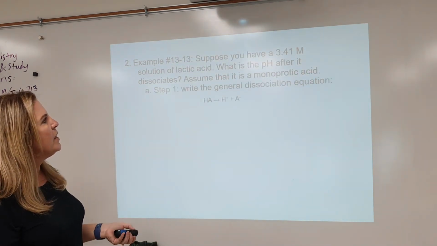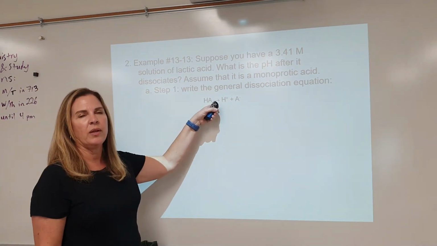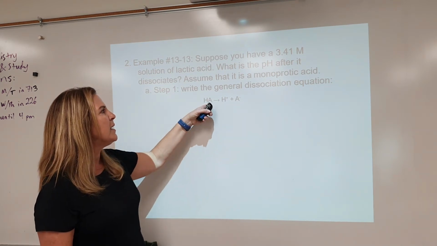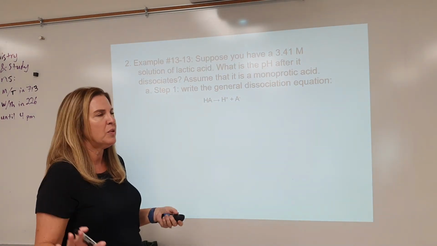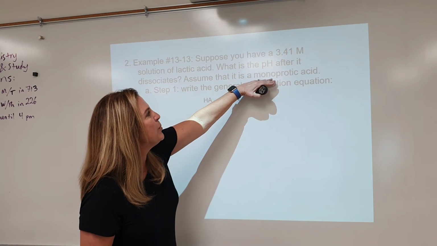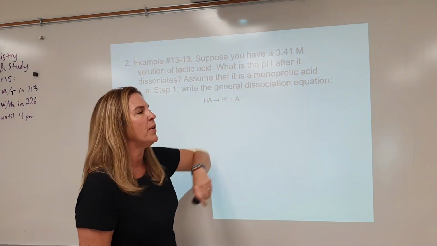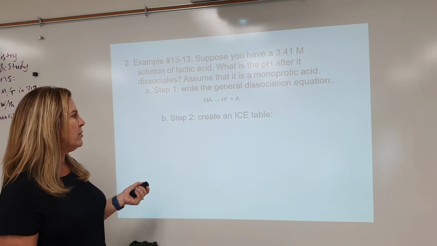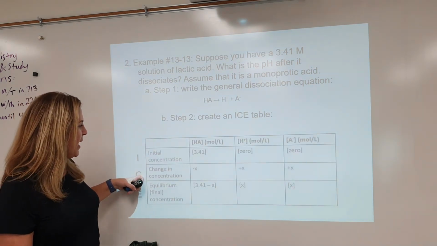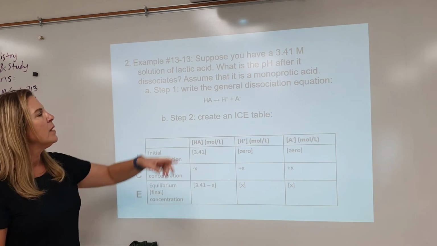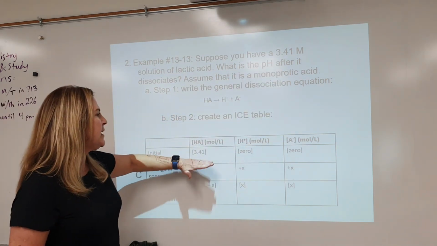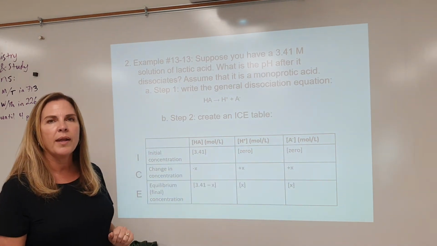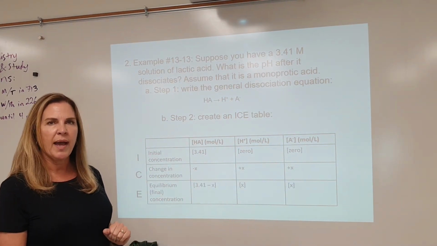Let's see here. So again, you have to write the equation. What is the equation that's happening? So the dissociation of the acid, and again, we're just using a general format. That's absolutely fine. The problem tells us it's monoprotic, so it only has 1 hydrogen. Create your ICE table: initial concentration, change, and equilibrium. The concentration initially is 3.41. The concentration of our products, 0. We haven't started this reaction.